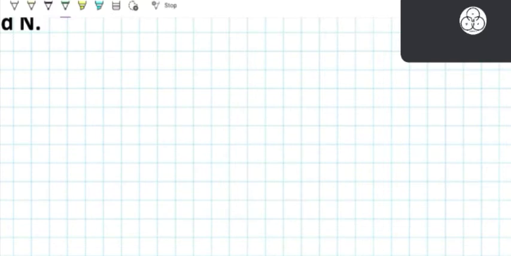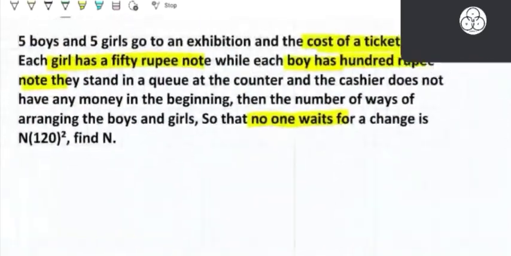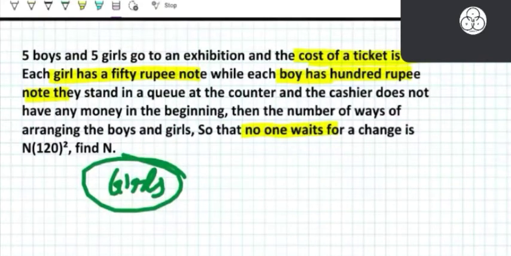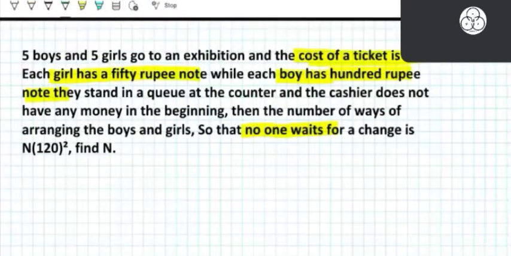Clearly we can see for the cashier to have change, what can be the situation? The number of girls coming before the boys should always be greater. Girls should always come before the boys. Then only the condition will be satisfied. That thing only you need to understand. That is an arrangement. Say girl, girl, then one boy, again a girl, then boy, boy.